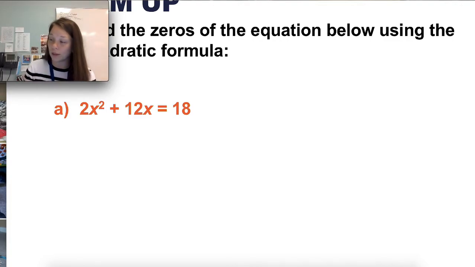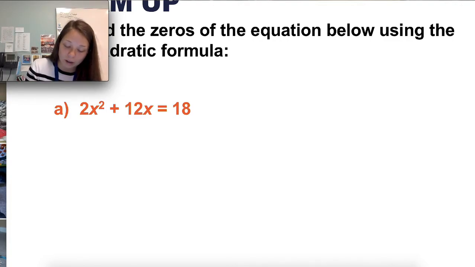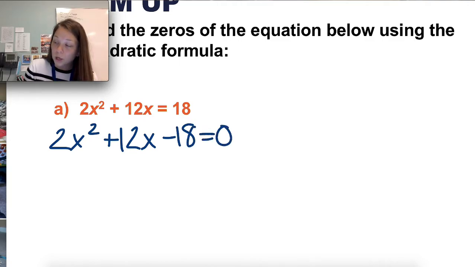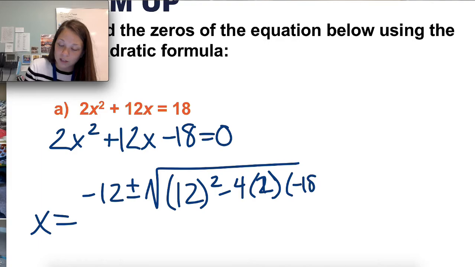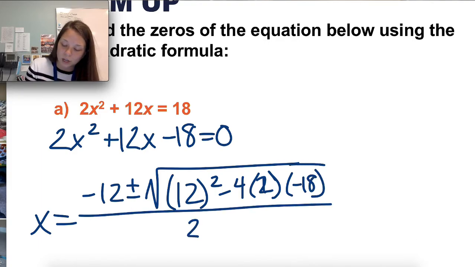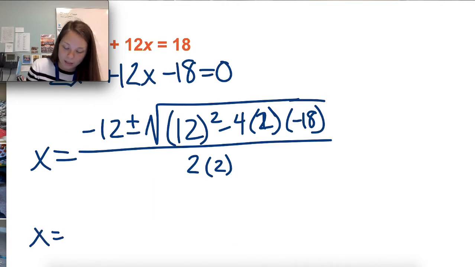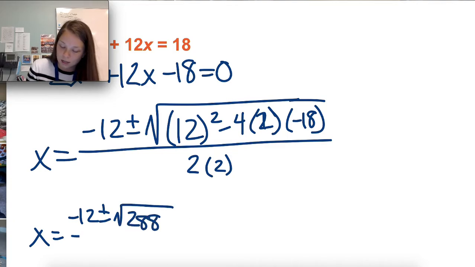To review with you what that looks like, remember we want to get everything on one side, so we have to subtract the 18 over. So it gives us 2x squared plus 12x minus 18 equals 0. Using the quadratic formula, we would get negative 12 plus or minus the square root of 12 squared minus 4 times a, which is 2, times c, which is negative 18, all divided by 2 times a, which is 2. Doing a little bit of simplifying here, we get x equals negative 12 plus or minus the square root of 288, all divided by 4.